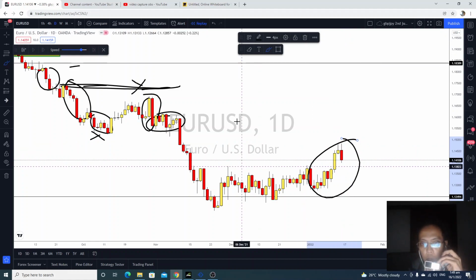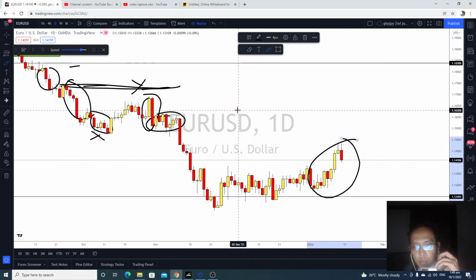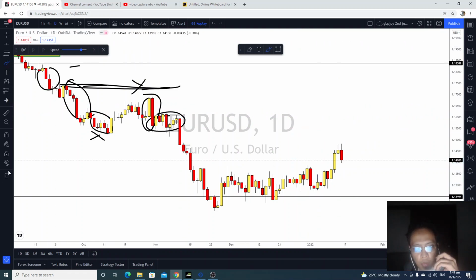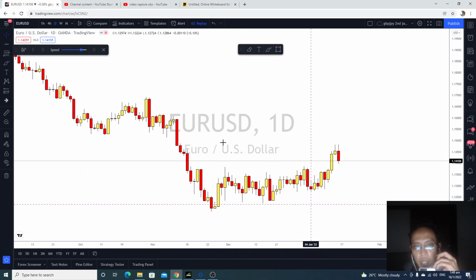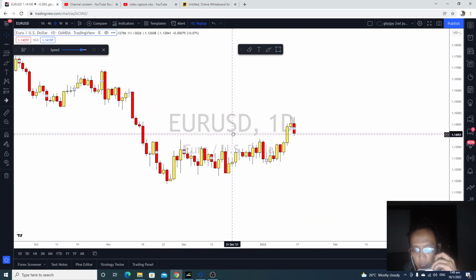Alright, so now back to the present. Not back to the future, back to the present. So back to the present, what are we looking at right now from Euro USD? Based on the buyers and sellers relation, based on the candlestick formation, and based on the momentum, now we knew that price looks to be a reversal towards the upside.